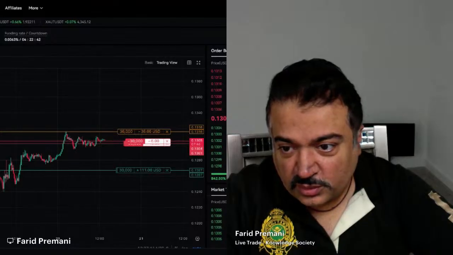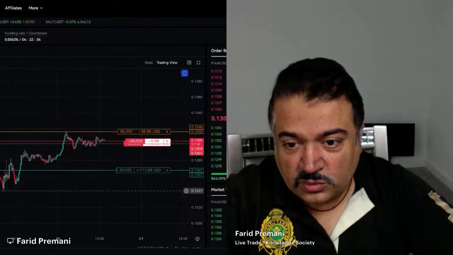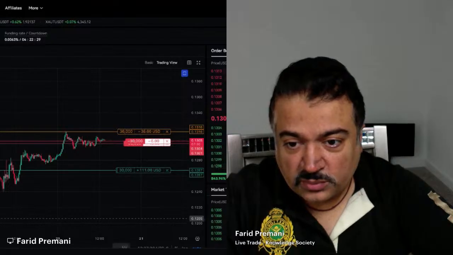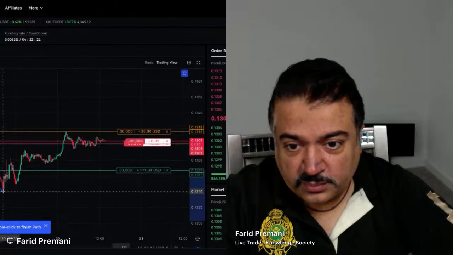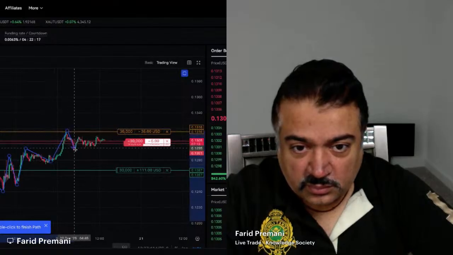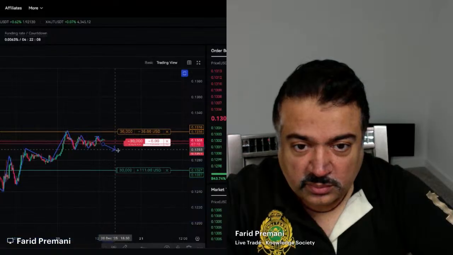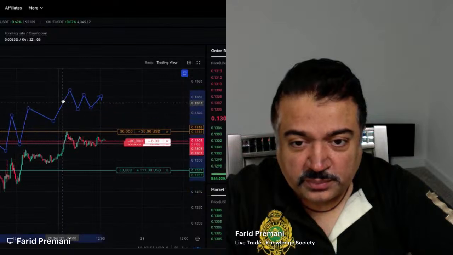Now let's see what's going on here, and we'll try to make it like this. This was the structure, right? Just see the drawing. What do you think? Are we bullish here or are we bearish? And I'm taking it up here. What do you think?